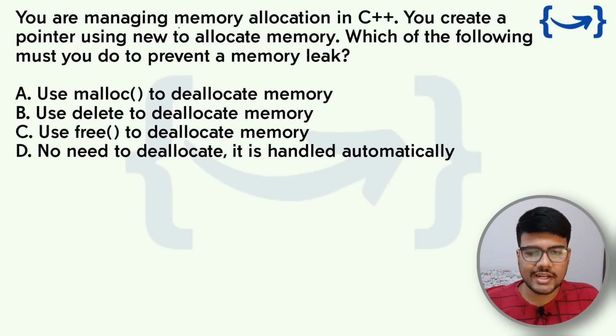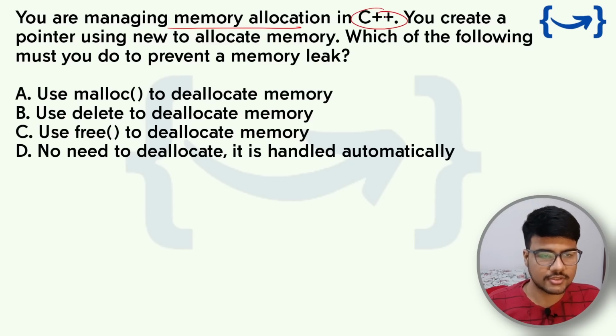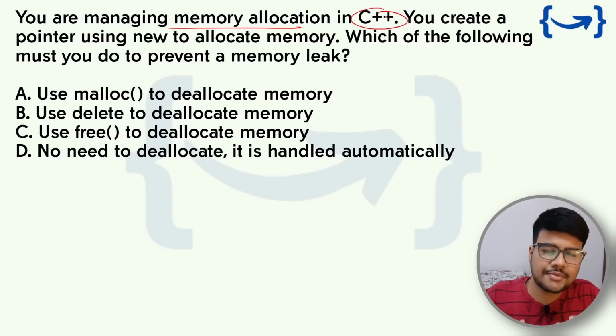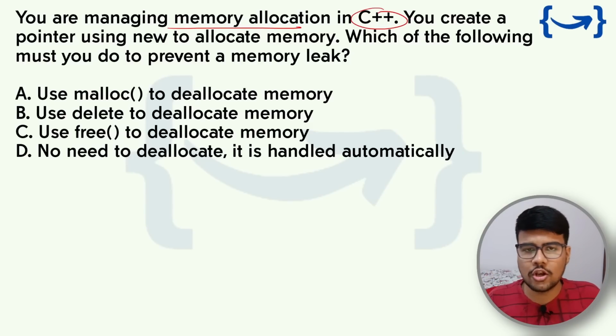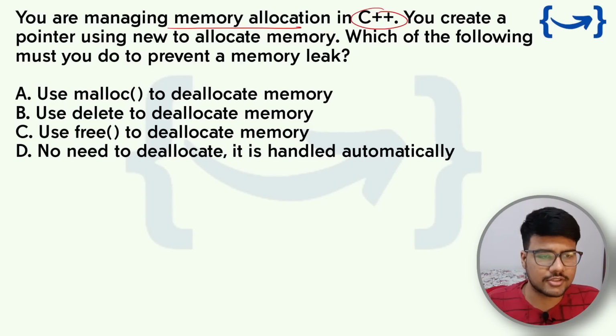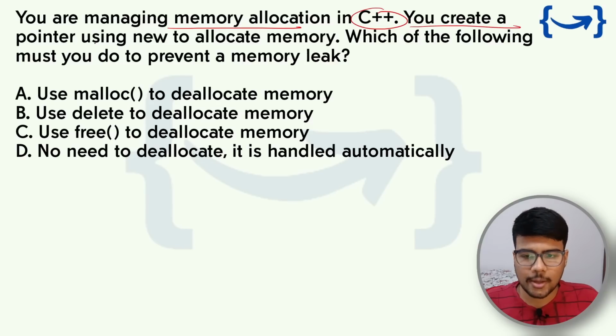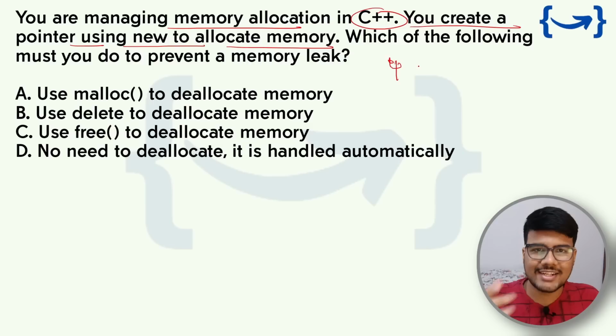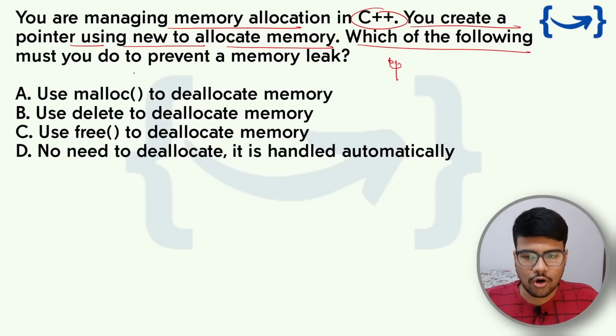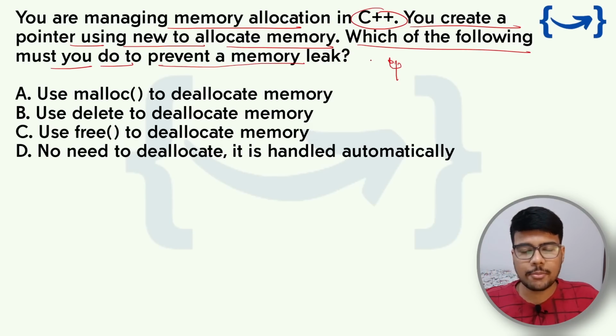Now you are managing memory allocation in C++. After reading this line, a few things came into my mind such as malloc, calloc and much more like delete, free. So let's see. You create a pointer using new to allocate memory. Okay, which of the following must you do to prevent a memory leak? So basically, a memory leak is when you lose track of the addresses.